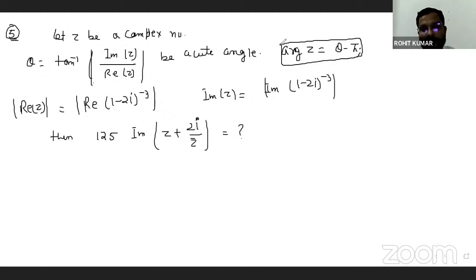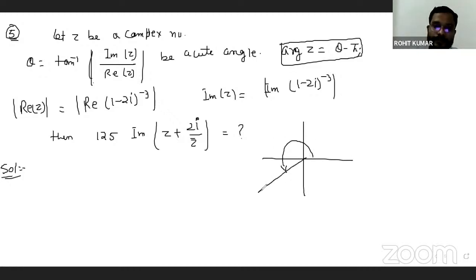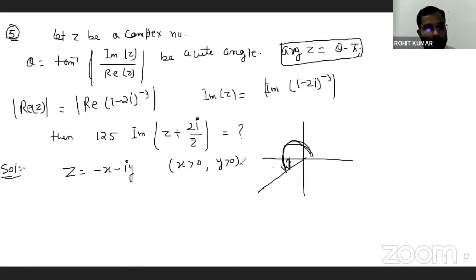Argument of a complex number Z is given as theta minus pi. It means the complex number is in the third quadrant. When you have the complex number in the third quadrant going like this, then total angle minus pi will give you this acute angle theta, right? So assume Z is equal to minus x minus iy, where x is positive and y is positive. So minus x and minus iy will be a complex number in the third quadrant.